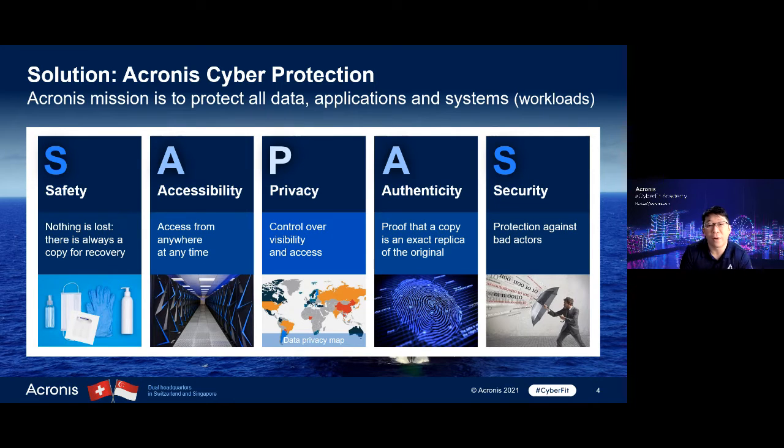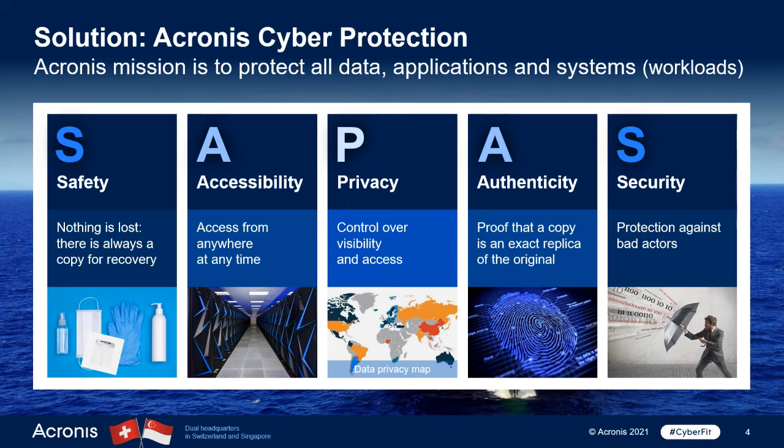We have identified 5 areas. We are calling this the 5 vectors, or you can think about it as the 5 areas that you need to have in order to be protected. We can see these 5 areas here: safety, accessibility, privacy, authenticity, and security. So these 5 areas need to be taken care of.